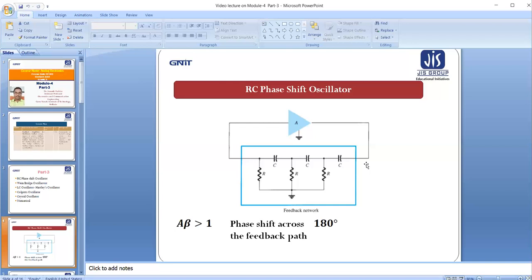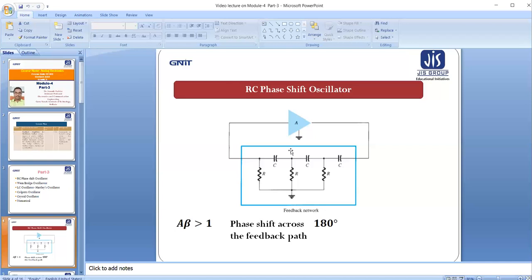Now Barkhausen criteria states that A beta, that is the amplifier gain and the feedback factor, must be equal to 1, but for practical purposes it should be set greater than 1, and the phase shift must be 180 degrees. Keeping this in mind we have designed the feedback network so that the total phase shift will be 180 degrees, and due to the presence of three equal valued CR combinations, the individual phase shift will be 180 degrees divided by 3, that is 60 degrees. So after each RC network there is a 60 degree phase shift, and that 60 degree phase shift multiplied by the 3 networks produces the total 180 degree phase shift in the feedback from the output to the input.